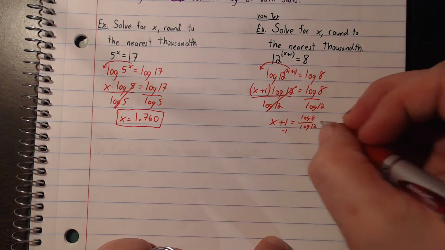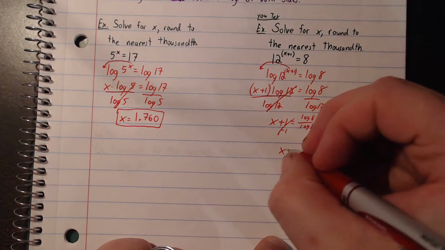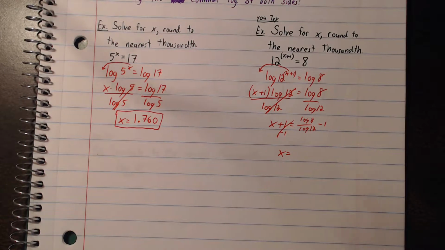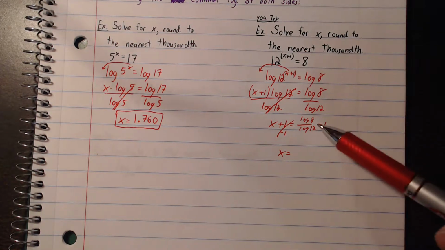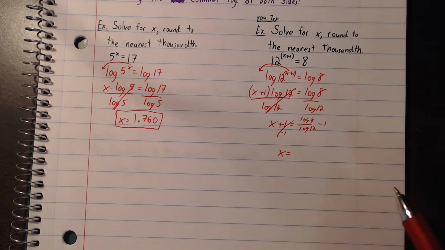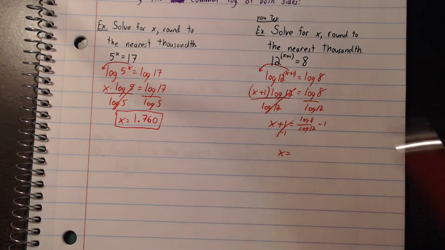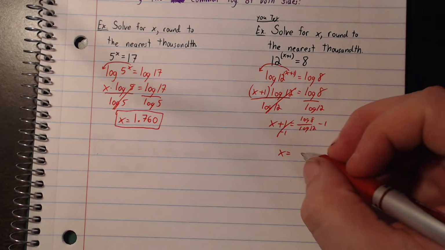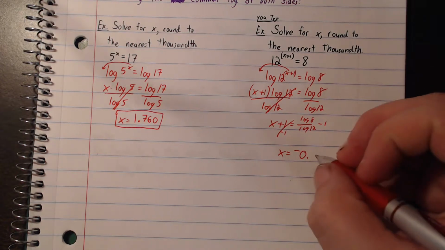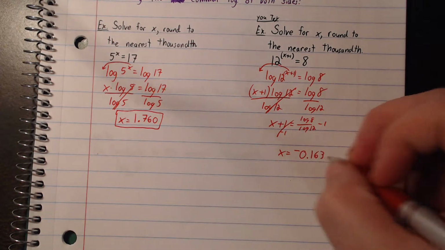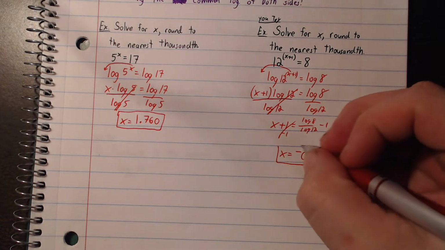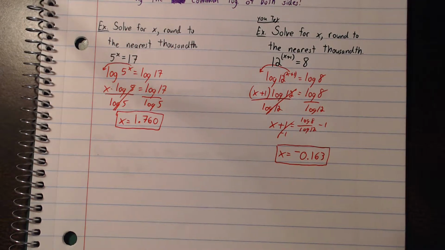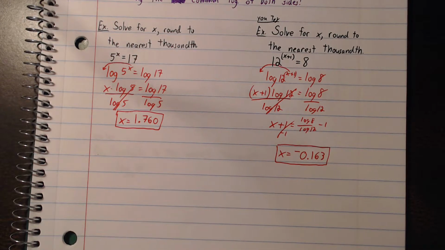We're going to subtract 1 from both sides to get x by itself. Depending on what kind of calculator you have, you could probably type this all straight in or do this first and then subtract 1. Anyways, however you do it, you should have gotten negative 0.163. Did you get that answer? I hope you did. Common logs are pretty easy, right?